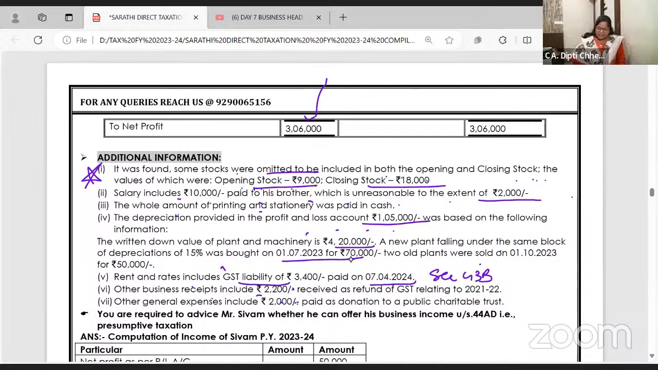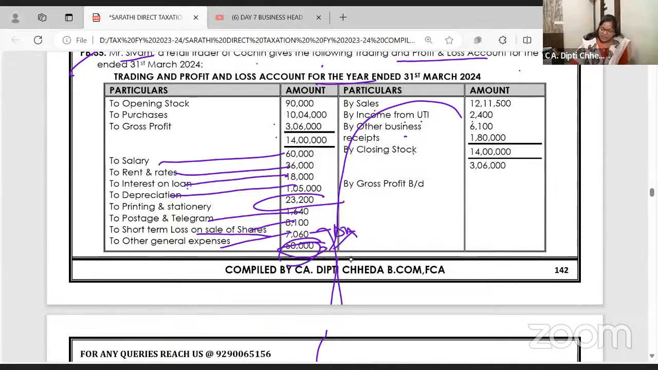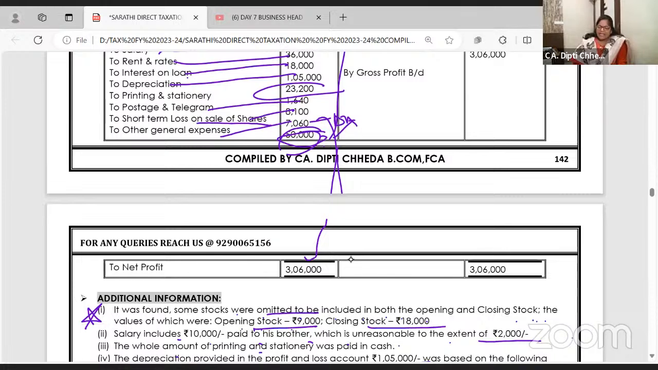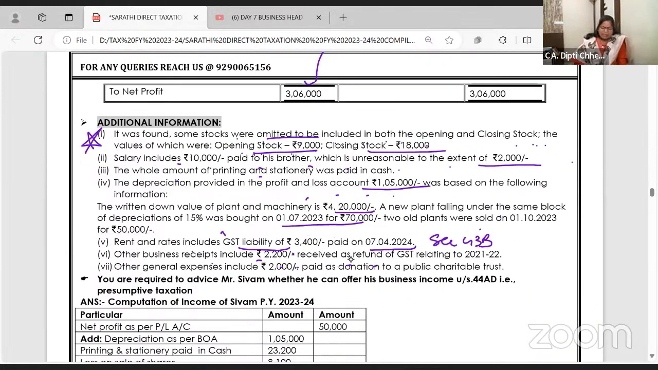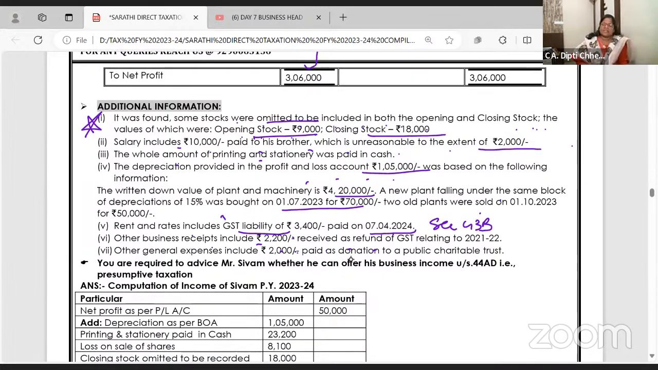Other business receipts include 2,200 received as refund of GST. This other business receipt includes a GST refund. Is GST refund a business income? Yes, because GST paid is allowed as business expense. Refer section 36. General expense includes 2000 paid donation, not allowed. Donation is never your business expense. Transfer to reserve, provisions, donations, these are all not allowed.